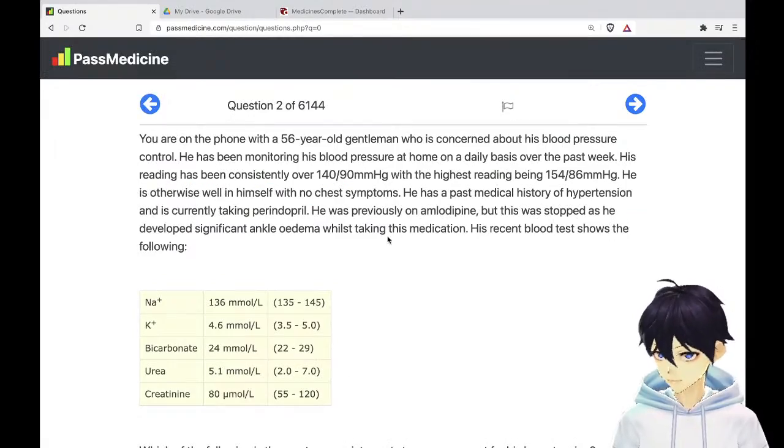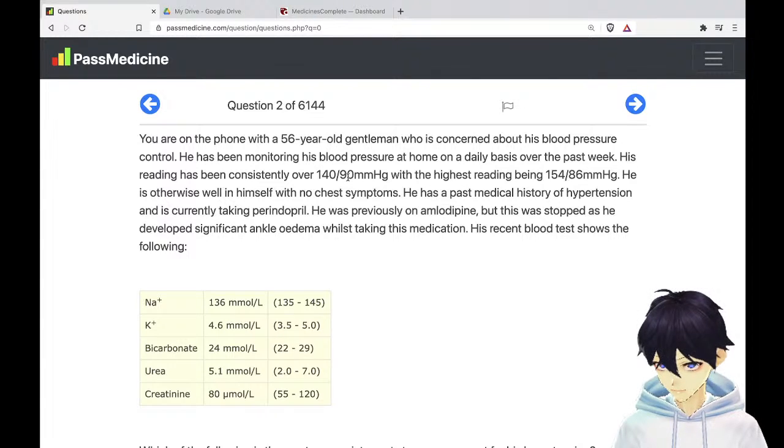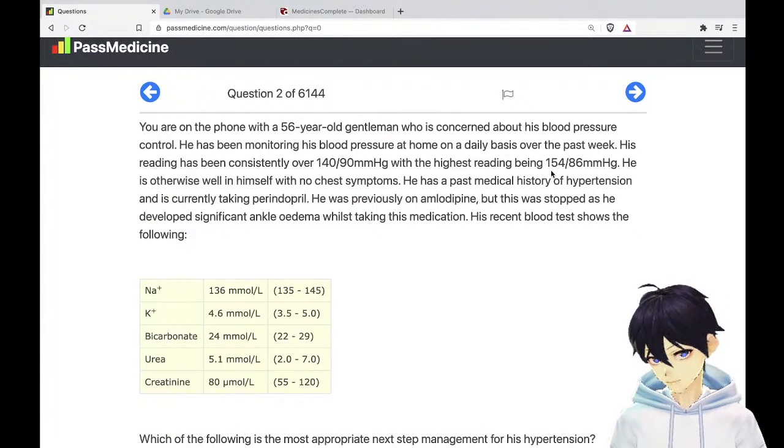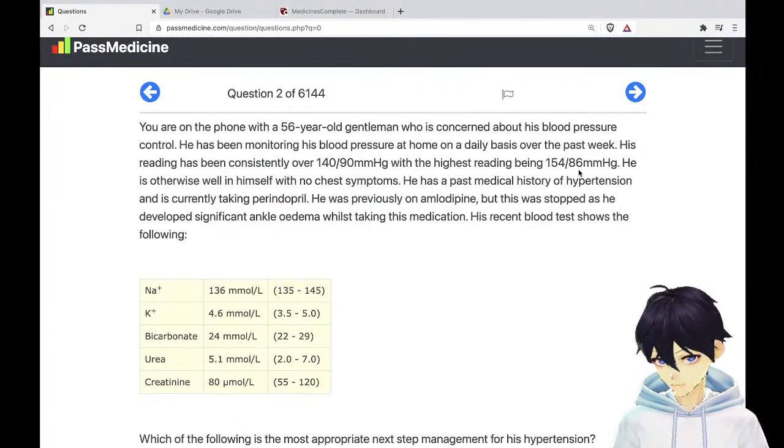Next question. You're on the phone with a 56-year-old gentleman who is concerned about his blood pressure control. He has been monitoring his blood pressure at home on a daily basis over the past week. His reading has been consistently over 140/90, with the highest reading being 154/86. He's otherwise well in himself with no chest symptoms.